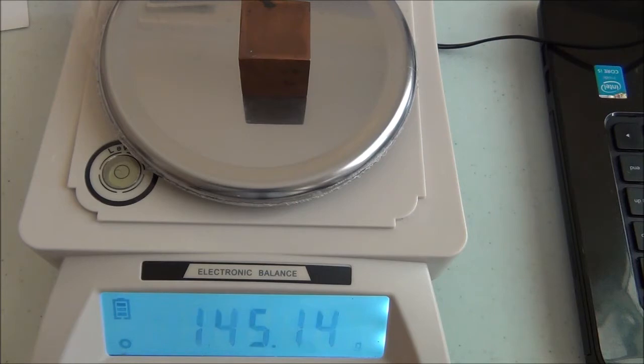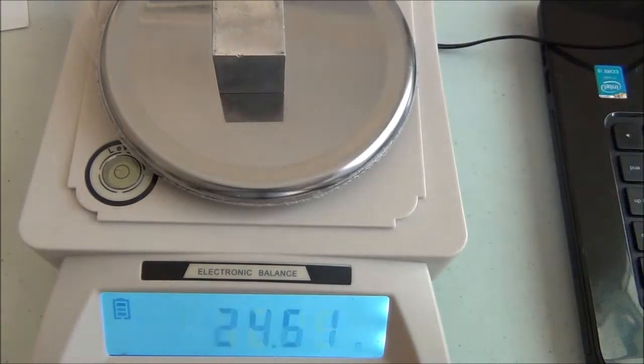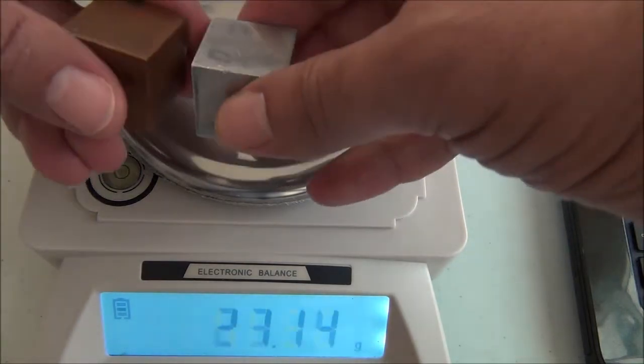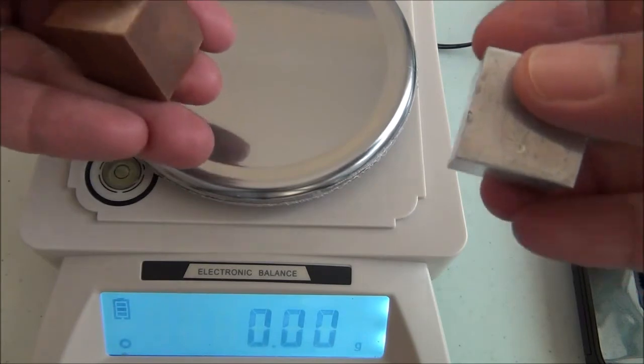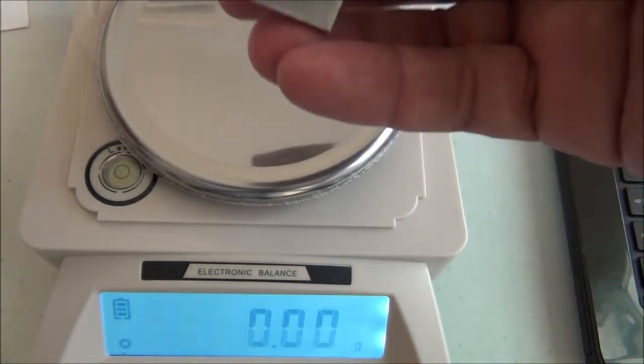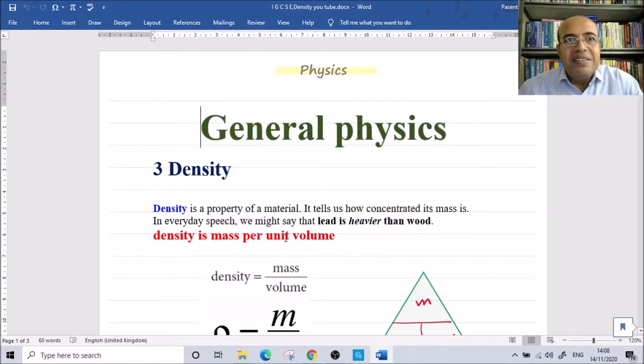Its mass is 145.14 gram. This material of the same volume, its mass is 44.66 gram. Both materials have the same volume, but one of them is heavier than the other. Density is how heavy a material is. Density is the mass over volume. Density is a property of material. It tells us how concentrated its mass is.